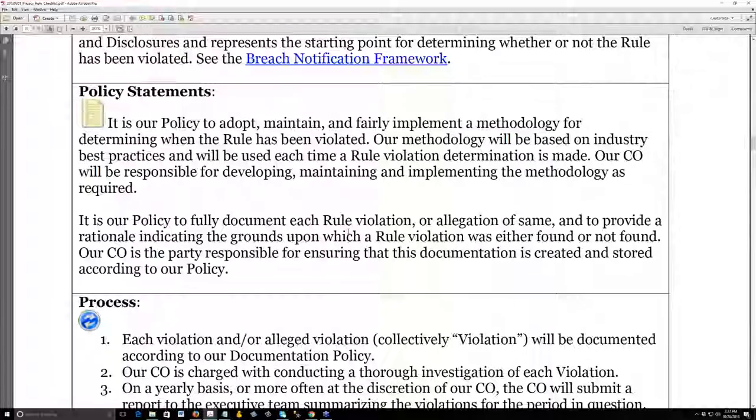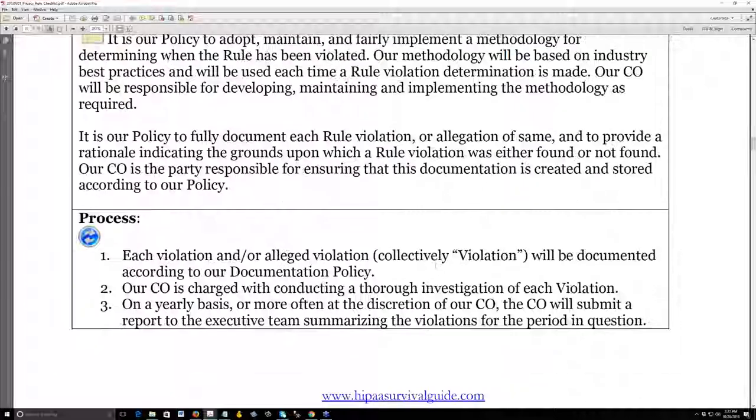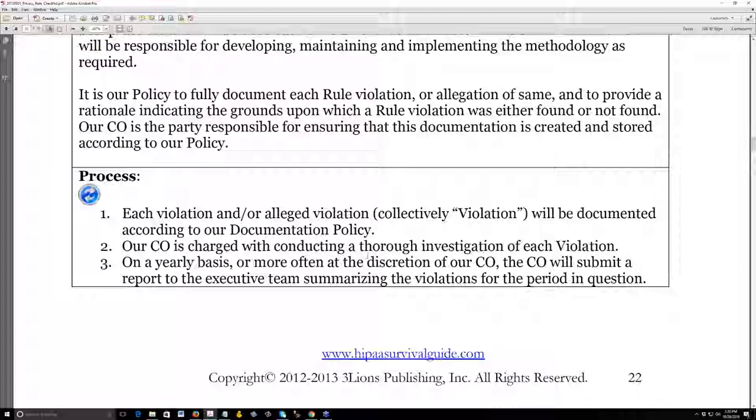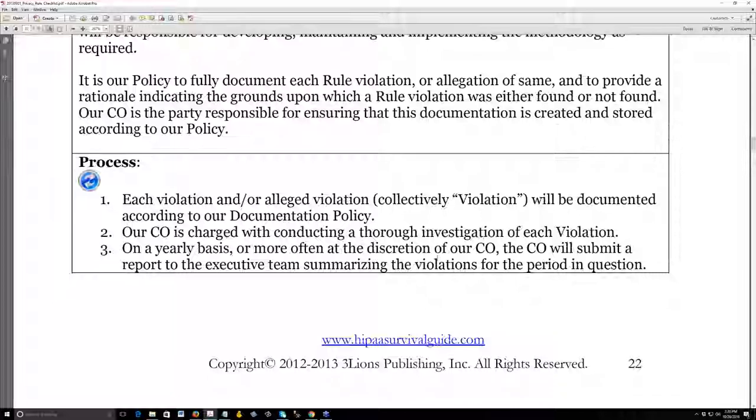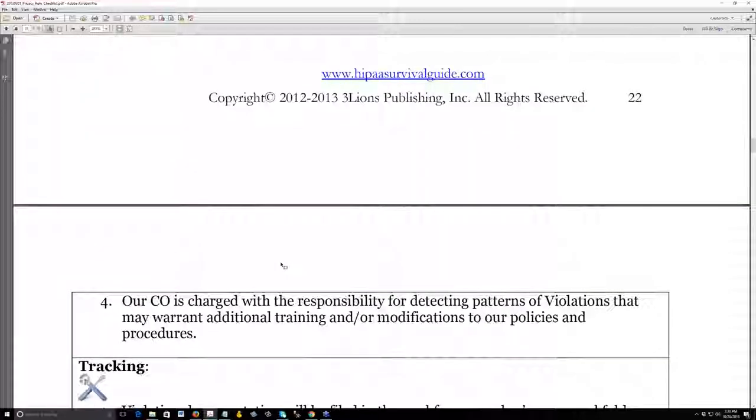And so for sanctioning people for breach notification, we give you a process that you should implement. Each violation or alleged violation will be documented according to our documentation policy. Our compliance officer is charged with conducting a thorough investigation of each violation on a yearly basis. So now we're giving you practical information as to how you deal with this requirement, right? The requirement in general is, was the privacy rule violated, right?